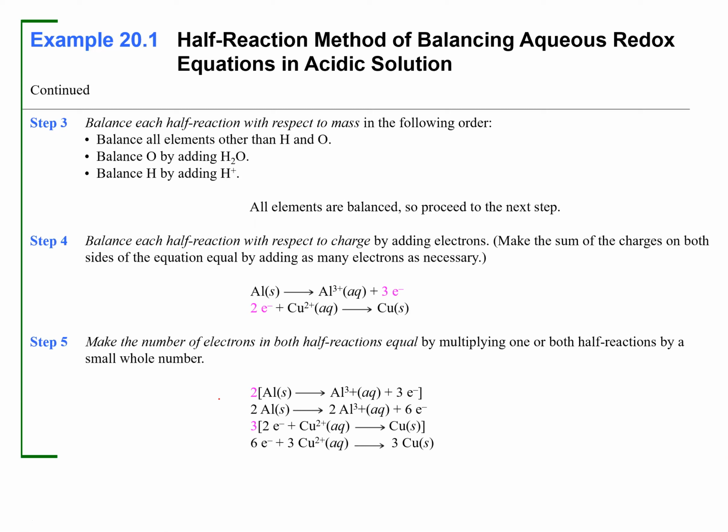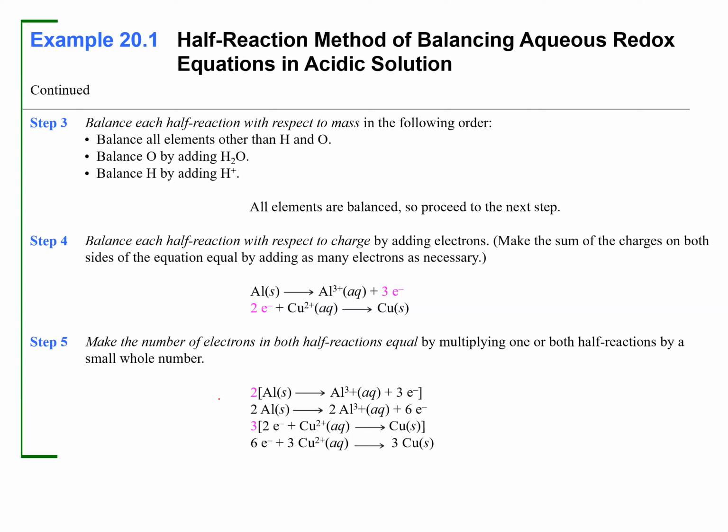Step 3 of this, we have to balance each half reaction with respect to mass. In the following order, we do everything that isn't hydrogen or oxygen, and then we balance the oxygens and hydrogens. But in this particular case, we don't have any hydrogens or oxygens on either of our half reactions, so all we have to do is balance our non-hydrogen and non-oxygen compounds. Thankfully, in this example, everything's already balanced, because 1 aluminum per side, 1 copper per side. So all of our masses are already balanced. Don't worry, we'll do an example where they're not next.